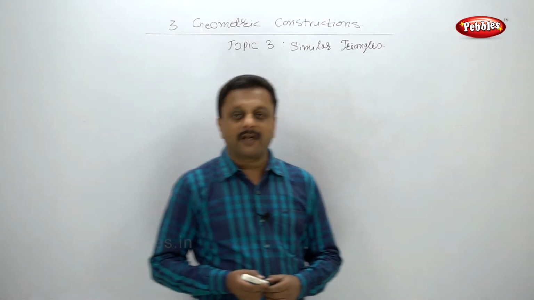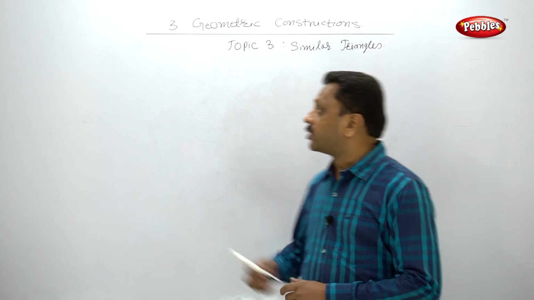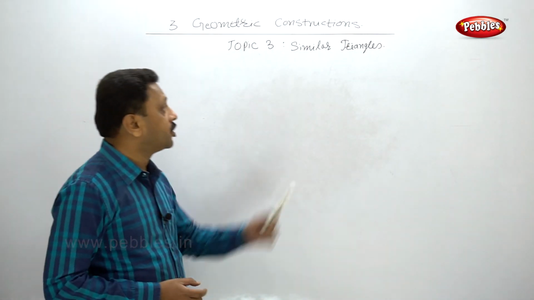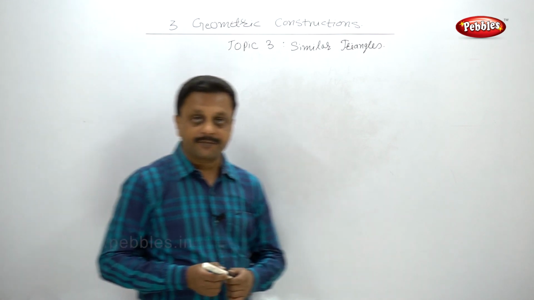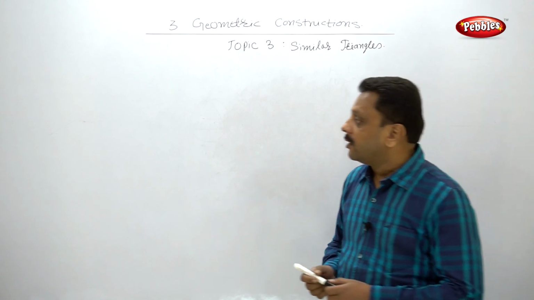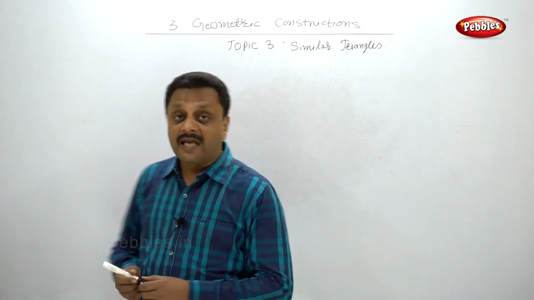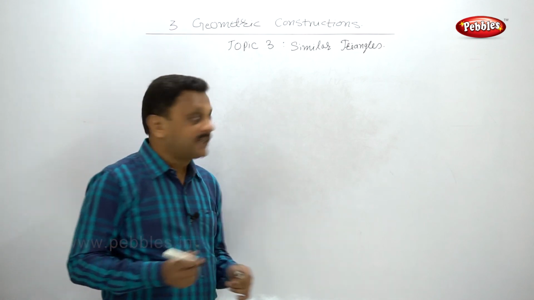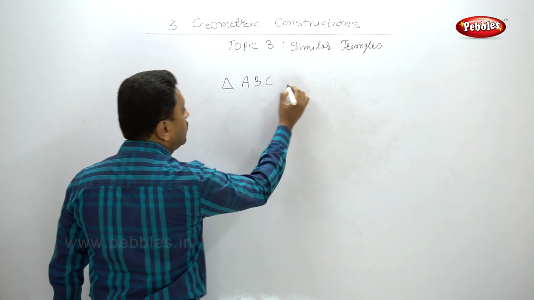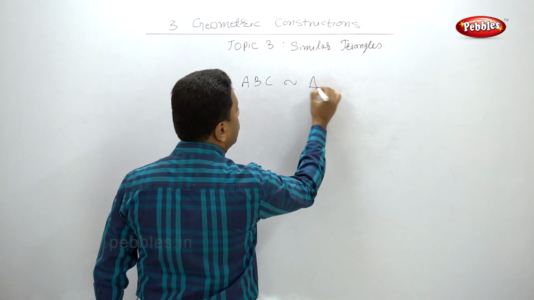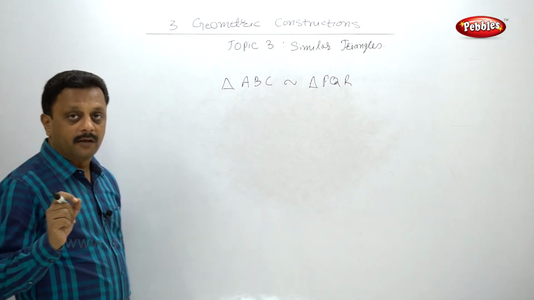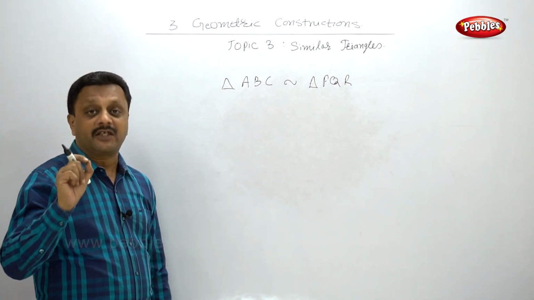Hello friends, welcome back. Now we are going to start topic 3, which is the last topic of this chapter, that is construction of the similar triangles. In the first chapter we have already learned how to match the triangles. For example, if triangle ABC is similar to triangle PQR, then you have to take the matching sides or matching angles.